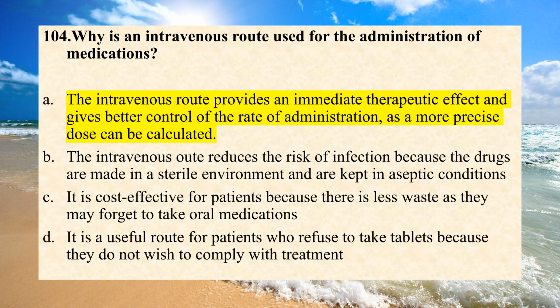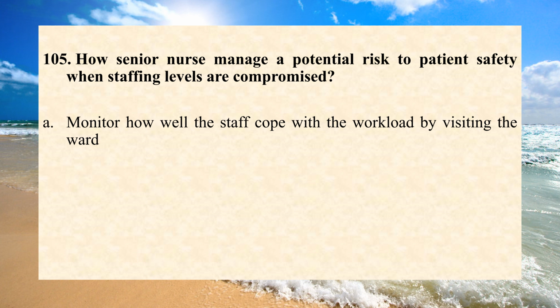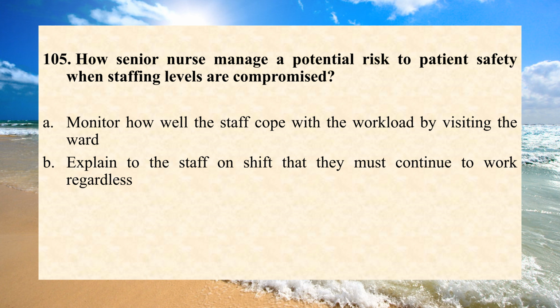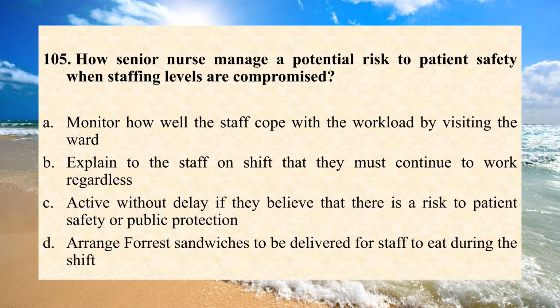How does a senior nurse manage potential risks to patient safety when staffing levels are compromised? Option A. Monitor how well the staff cope with the workload by visiting the ward. Option B. Explain to the staff on shift that they must continue to work regardless. Option C. Act without delay if they believe that there is a risk to patient safety or public protection. Option D. Arrange for sandwiches to be delivered for staff to eat during the shift. Correct answer is C. Act without delay if they believe that there is a risk to patient safety or public protection.